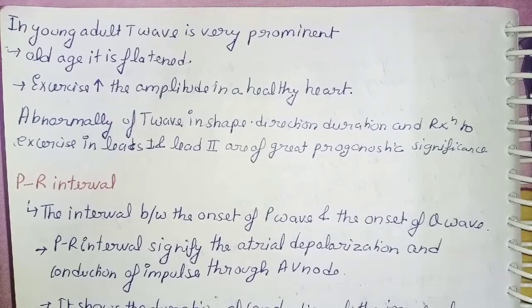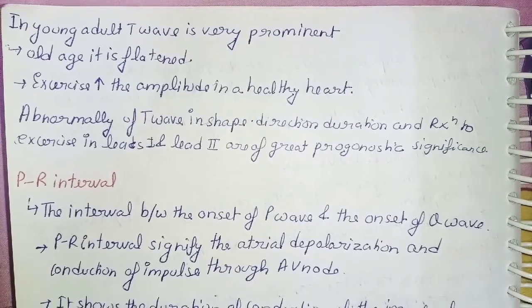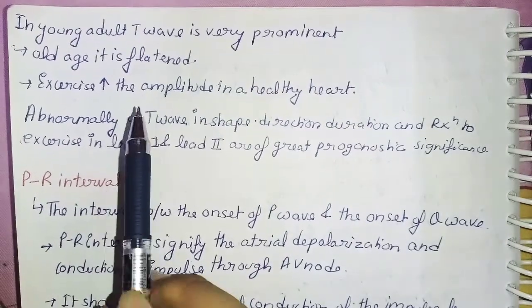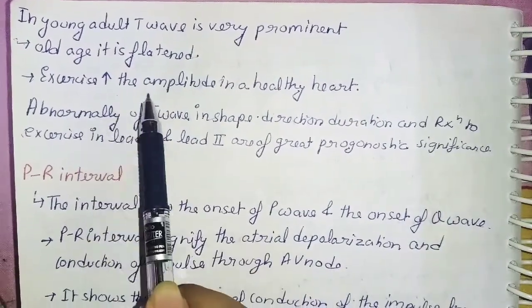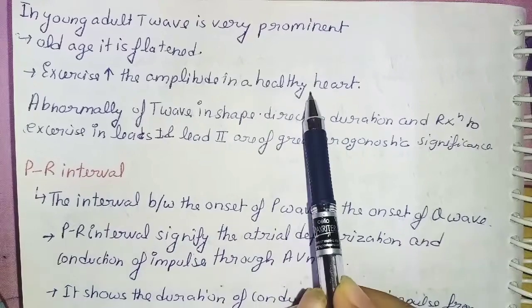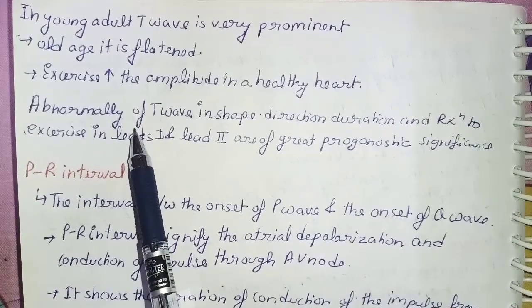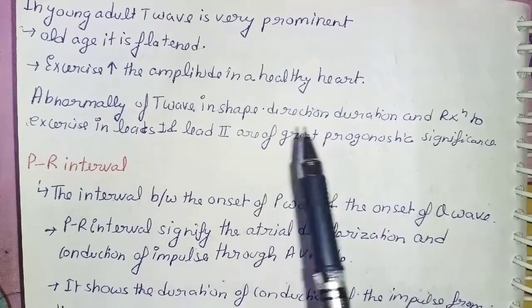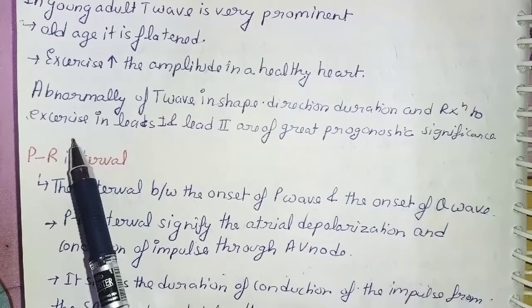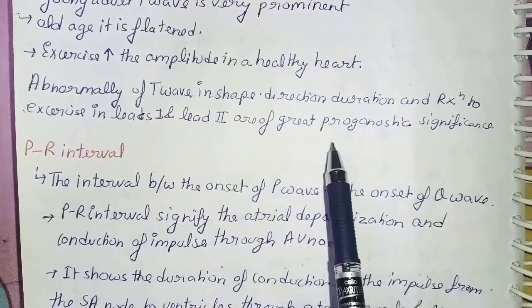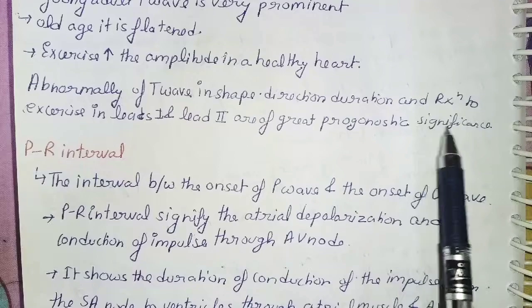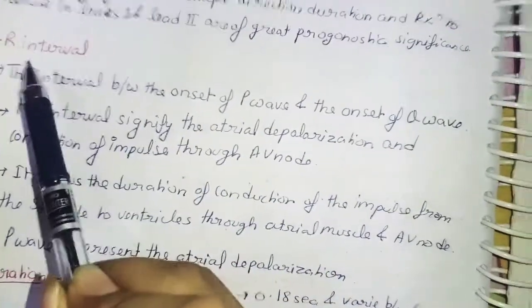In young adults, T wave is very prominent. In old age, it is flattened. Exercise increases the amplitude in a healthy heart. Abnormality of T wave in shape, direction, duration and reaction to exercise in lead 1, lead 2 are of great prognostic significance. Now what is PR interval?